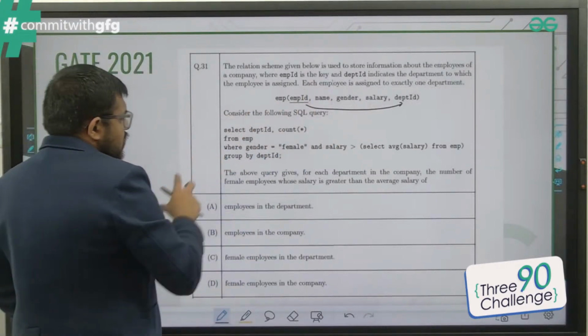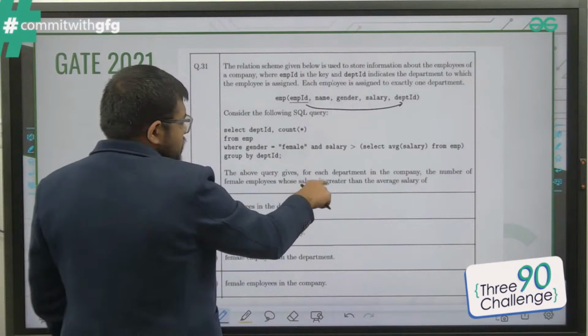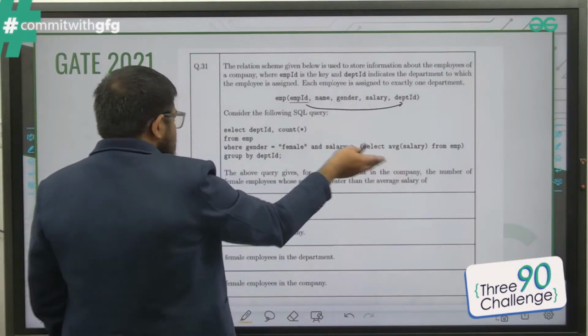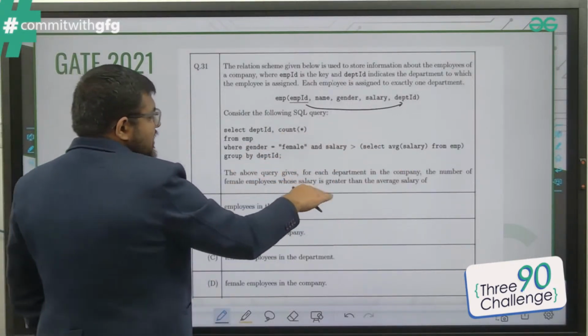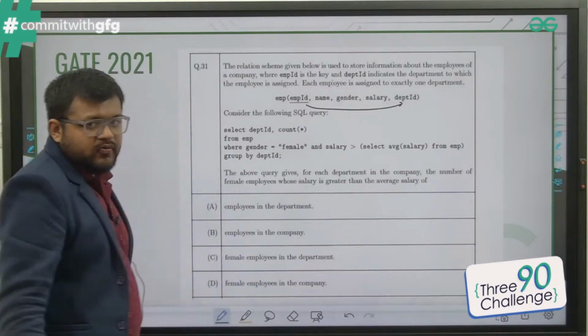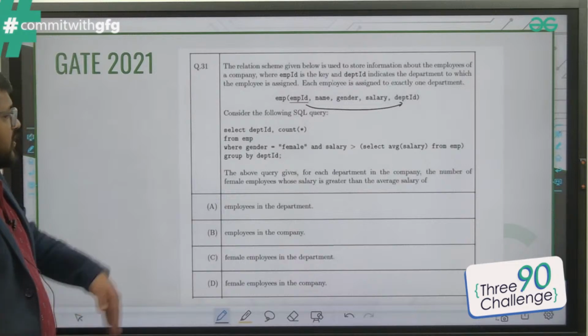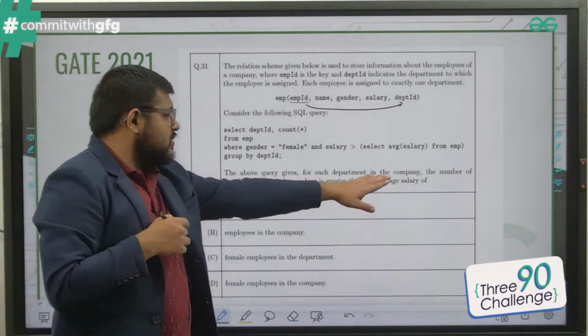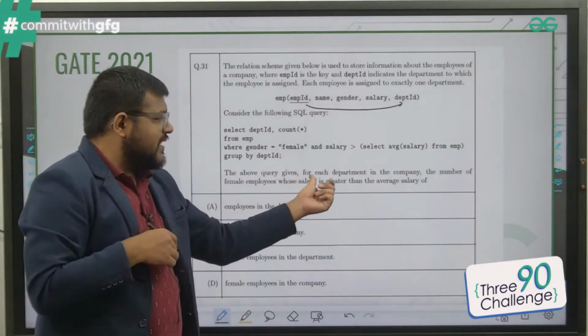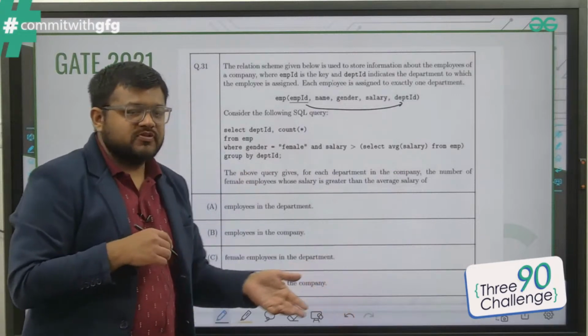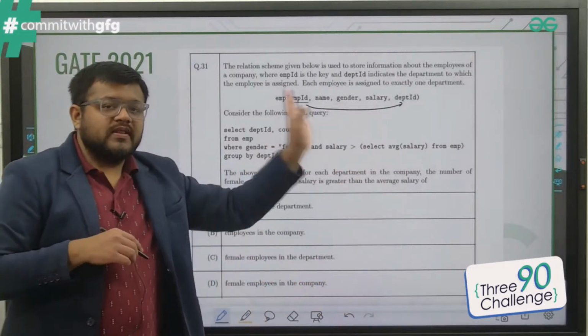And consider the following query. The above query gives for each department in the company the number of female employees whose salary is greater than the average salary of what? Okay, so this query gives me the number of female employees whose salary is greater than the average salary of someone, but of what, that is asked in the question.